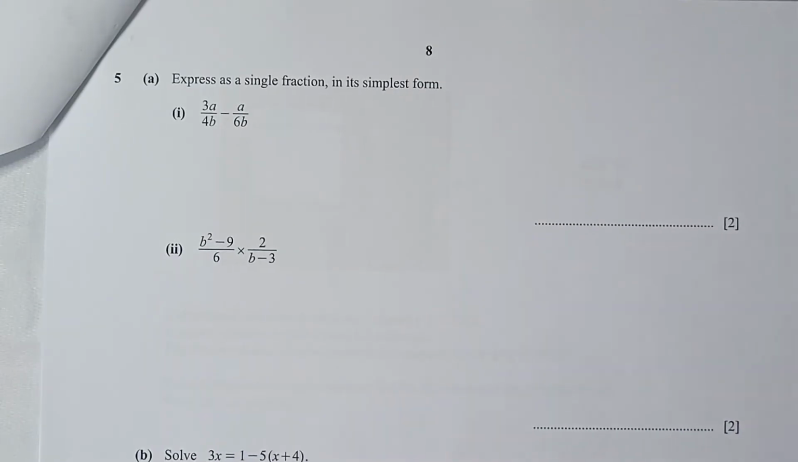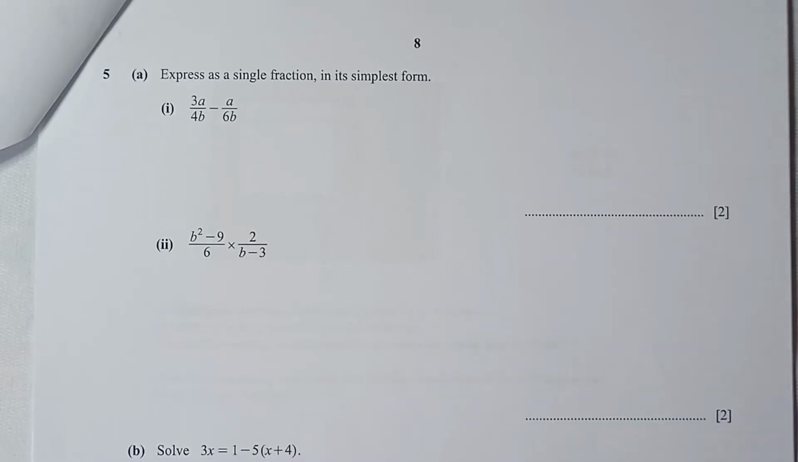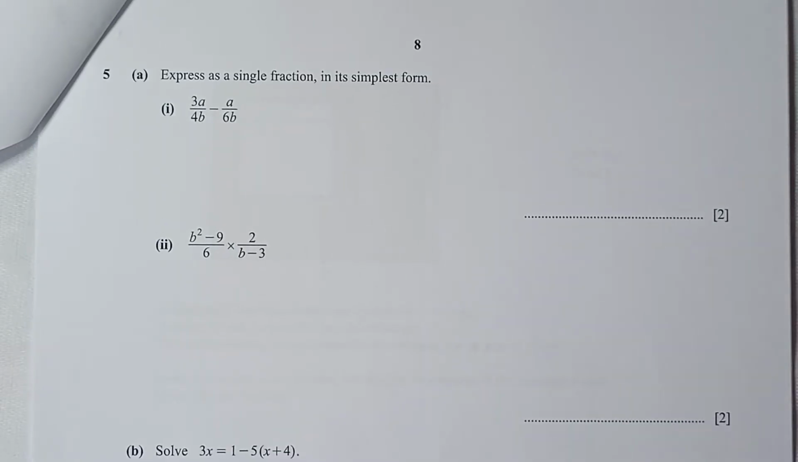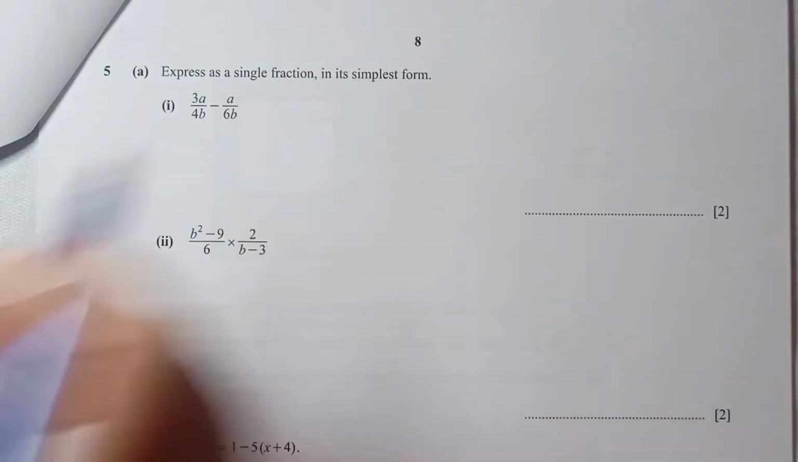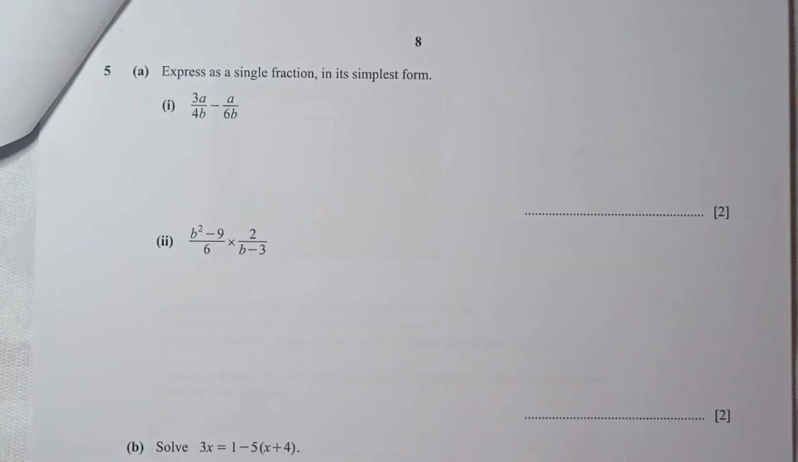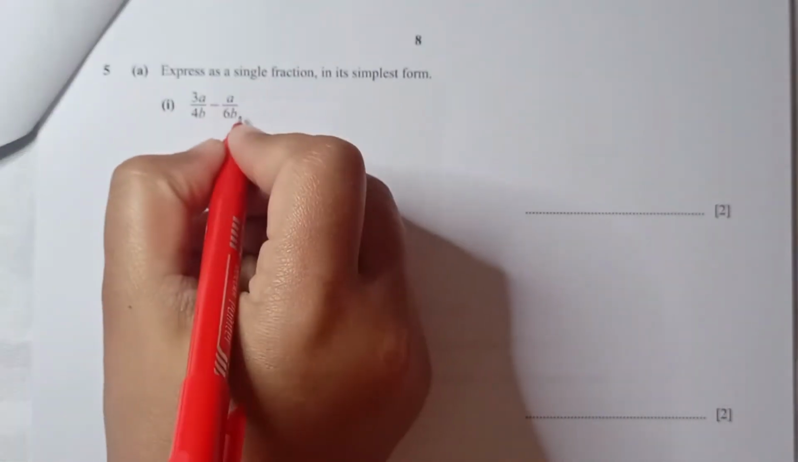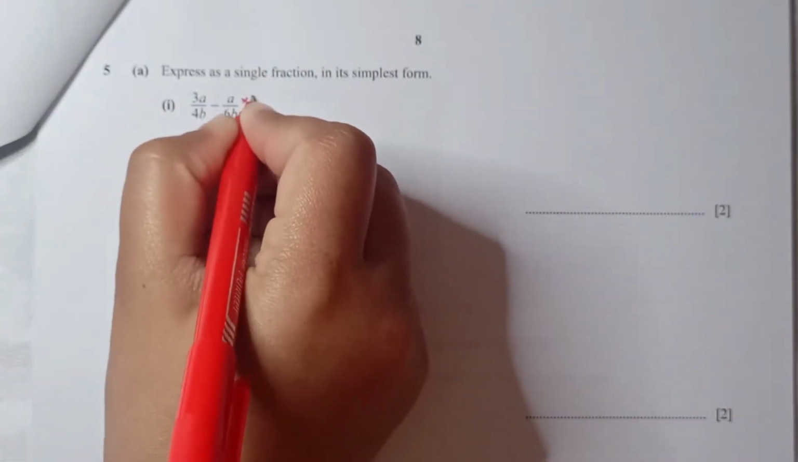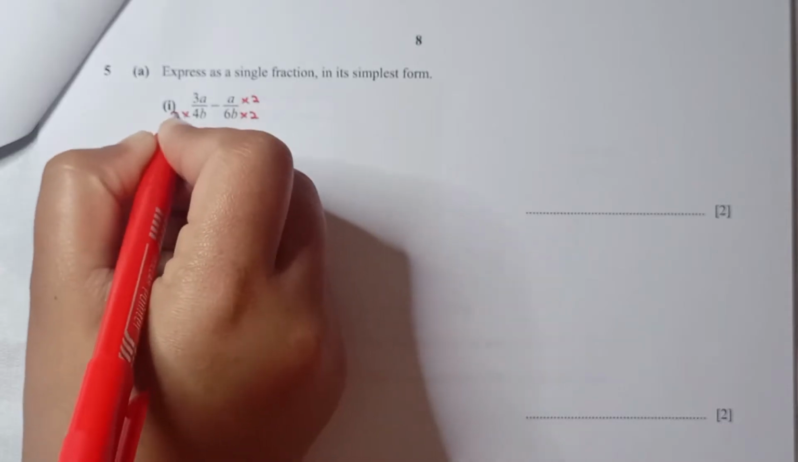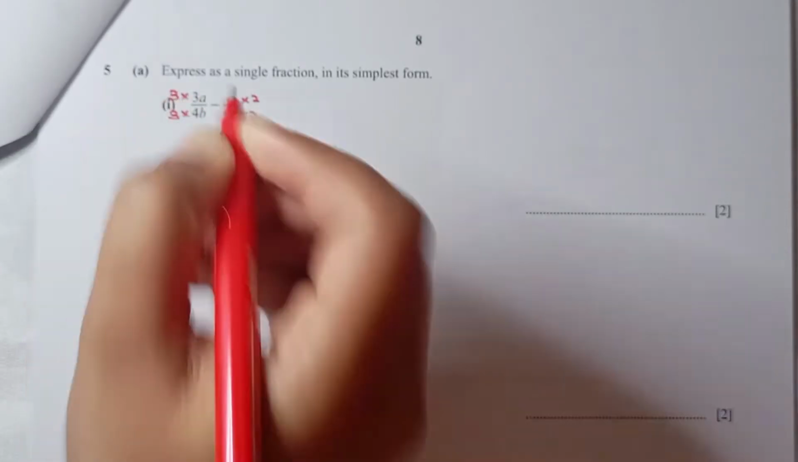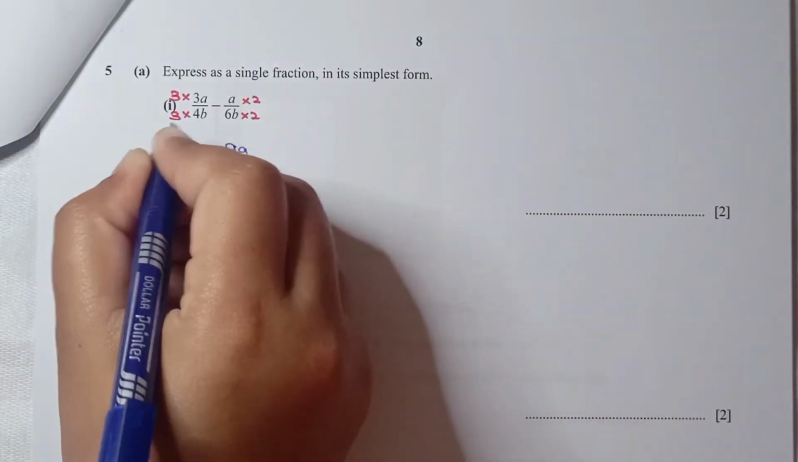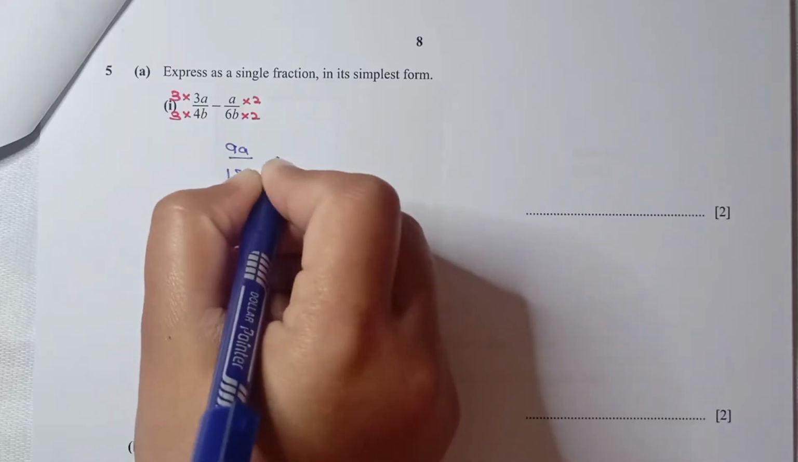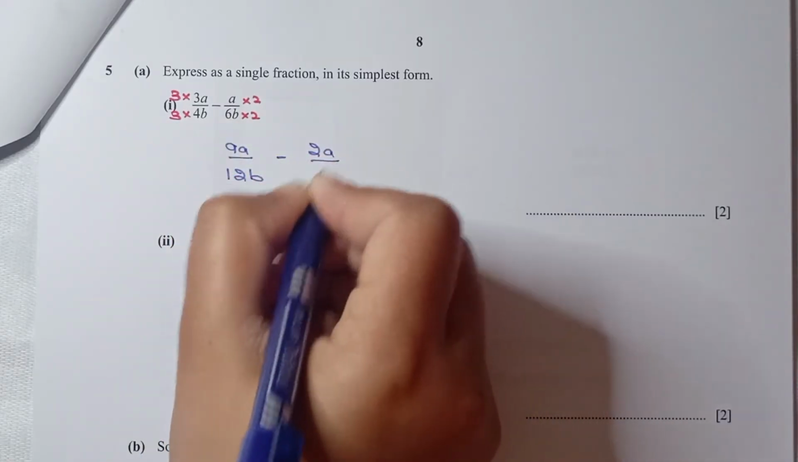Now for question number 5, in A part, express as a single fraction in its simplest form. So for the first part, we have different denominators. We can make the same denominator. We know that for 4 and 6, 12 is a common number. So if we multiply this with 3, we get the 12, and this with 2, we get the 12 denominator. So 3 times 3 is 9a over 3 times 4 is 12b, minus 2a over 6 times 2 is 12b.